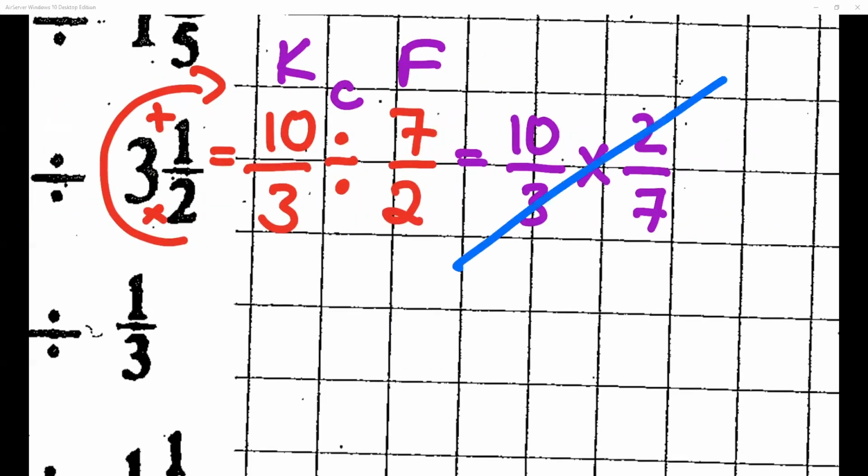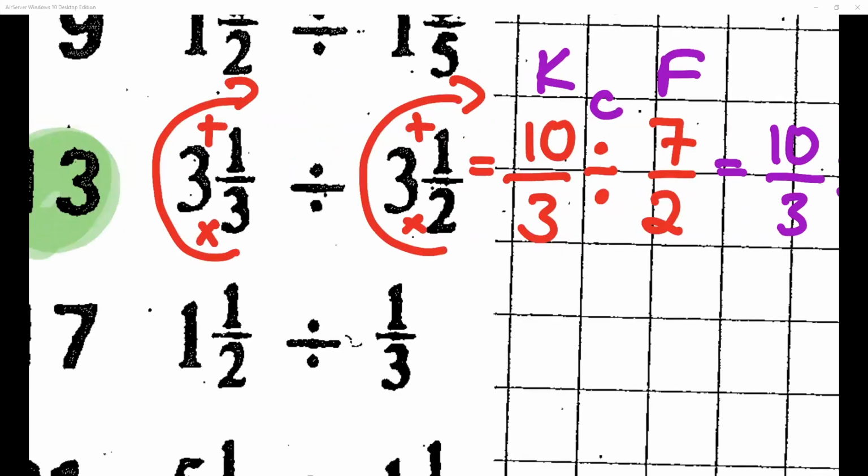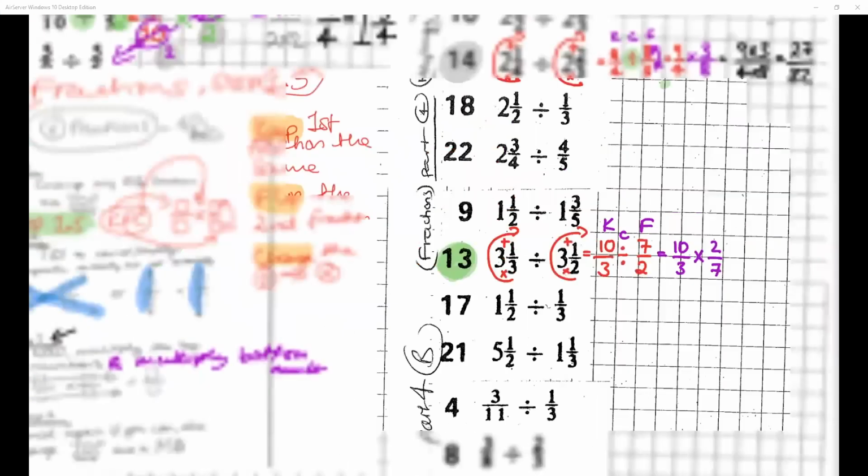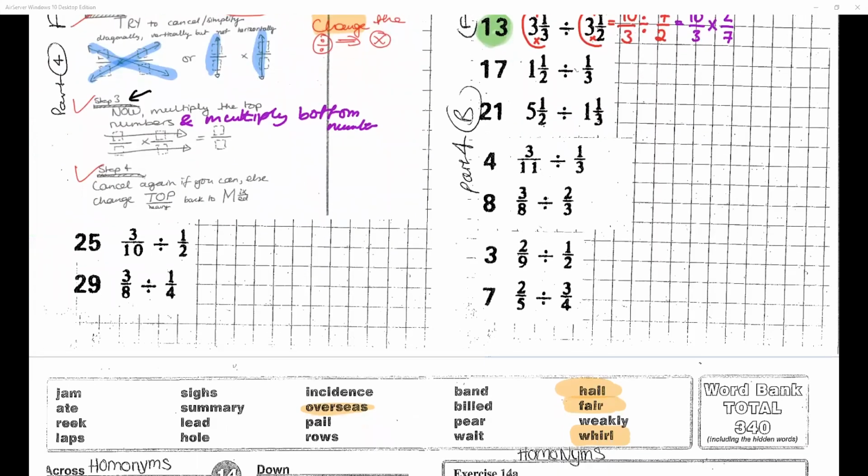Can we cancel this way? No. This way? No. 10 and 7 won't cancel. 2 and 3 won't cancel. Can you cancel this way? No. That's why you can't cancel in any direction. So we leave it alone and go on to the next step. If you can't cancel, what do you do then? You just multiply out the top and bottom.